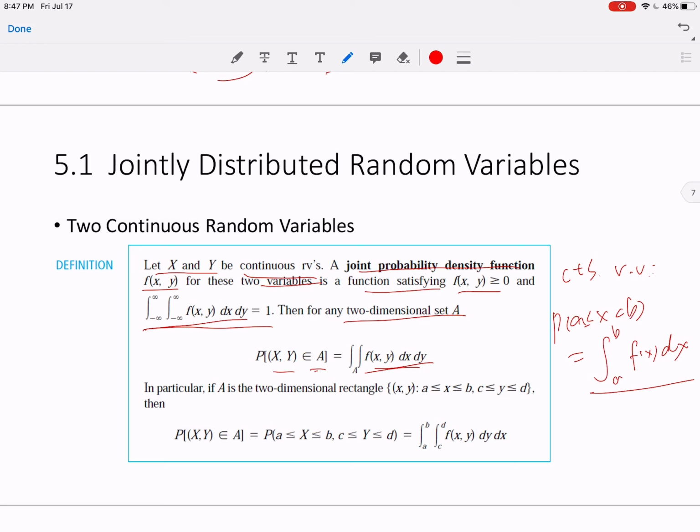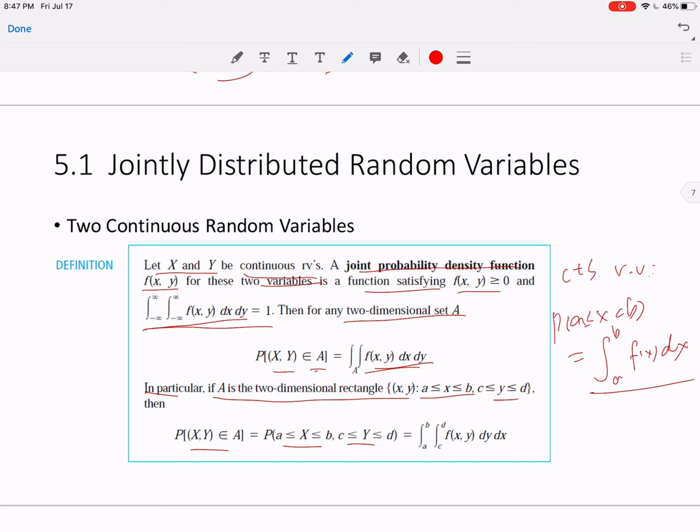In particular, if A is a two-dimensional rectangle of x, y such that x is between a and b, and y is between c and d, then the probability that the pair x, y is in set A is equal to the probability that x is greater than or equal to a, less than b, and y is greater than or equal to c, less than d. This would be equal to the integral from a to b and then c to d of f of x, y, dy dx.